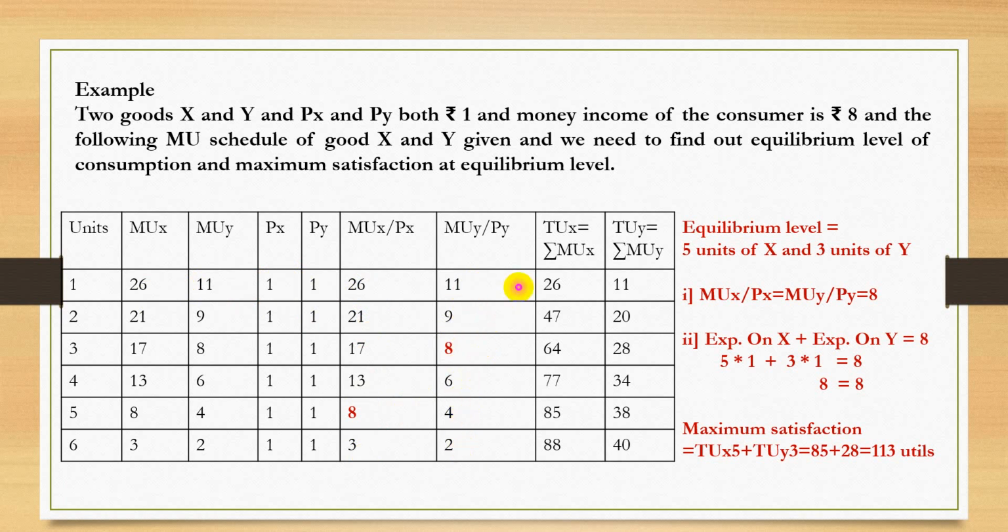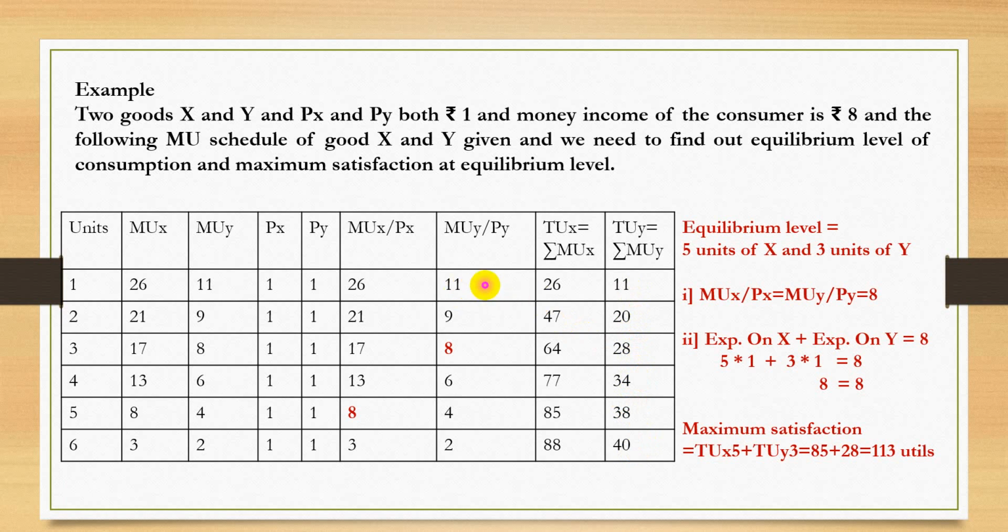And we have calculated total utility, that is summation of marginal utility. 26 plus 21, 47, 47 plus 17, 64, 64 plus 13, 77, 77 plus 8, 85, 85 plus 3, 88. Similarly, 11, 11 plus 9, 20, 20 plus 8, 28, 28 plus 6, 34, 34 plus 4, 38, and 38 plus 2, 40. Okay, now let us see how to get the equilibrium.